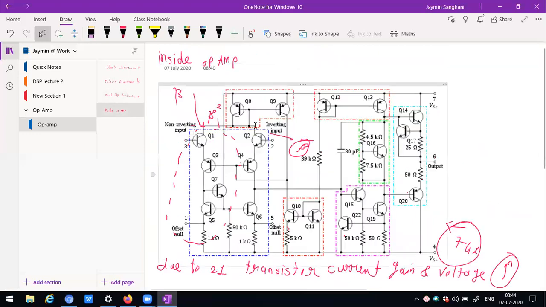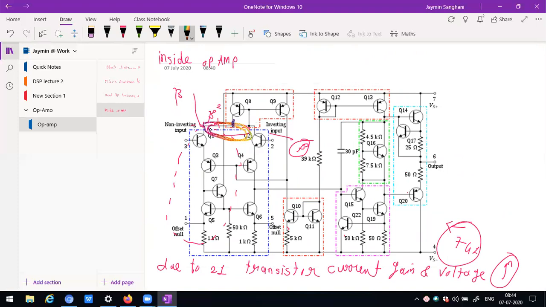Now, what is the meaning of dual input balanced output? Here the output can be taken from these two particular terminals. See this. That's why it is known as balanced output. See my red marker, which I have marked differently. This is known as balanced output: output can be taken from two terminals.